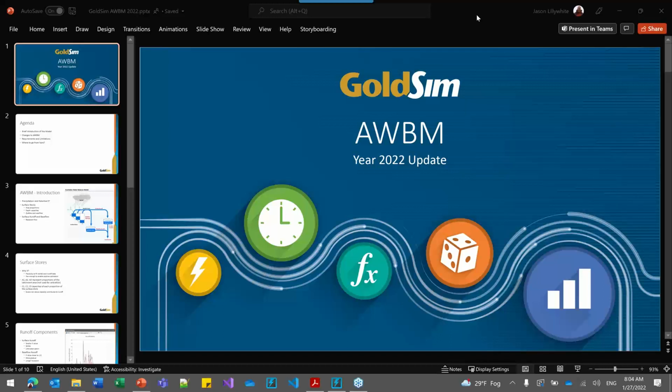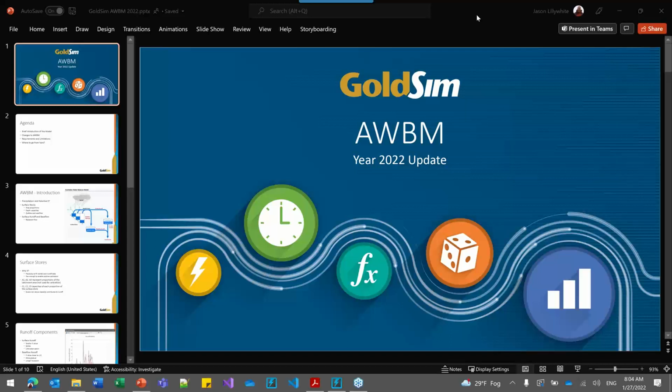Today we're going to talk about the Australian Water Balance Model, otherwise known as the AWBM model, that is implemented in GoldSim. This model has been around quite a while. When I say this model, I mean the implementation in GoldSim has been around quite a while, probably since about 2010. And we've made various changes to it over the years.